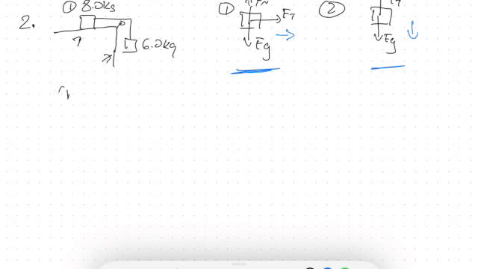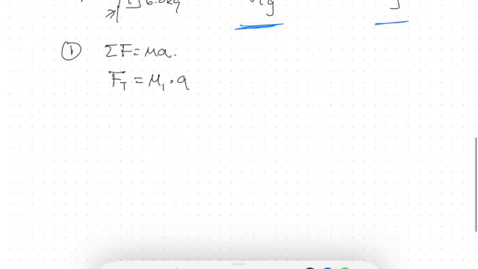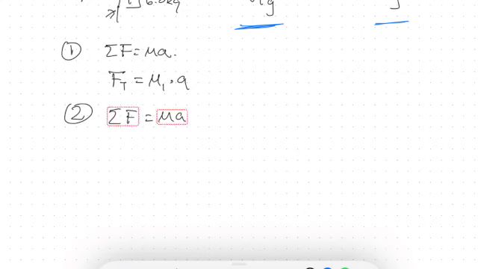So I like to write an equation for each block. For block 1, we're going to do sigma F equals ma. And that means the force of tension equals mass 1 times a. Mass 1 is the 8 kilogram block. Now the force of tension and the acceleration are the same, so this force of tension is the same as that force of tension. Second equation, sigma F equals ma. In this case, it's Fg2 minus force of tension equals m2a.